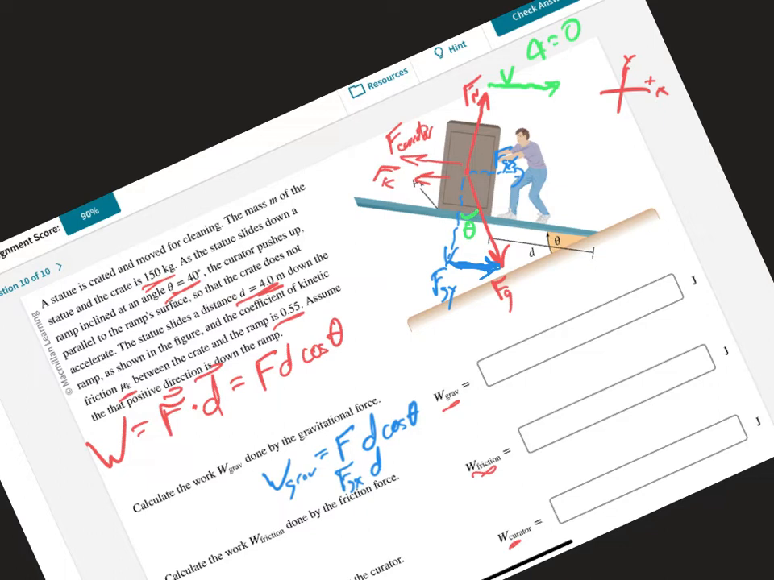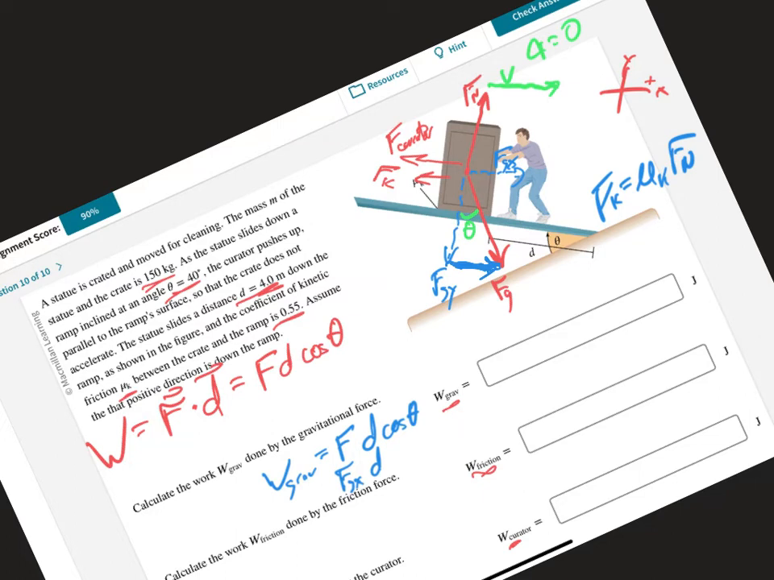How do we find the frictional force? Well, we know frictional force, F sub k, is going to equal mu sub k times F sub n. Awesome. We're given mu sub k. That's given in the problem, but we don't know F sub n. We have to figure that out.